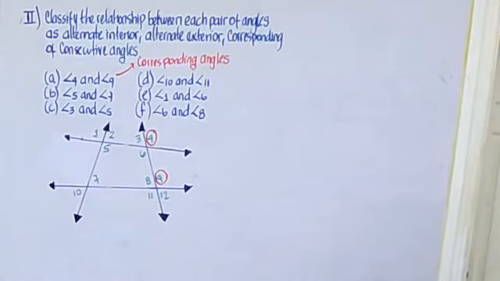The angle 5 and the angle 7. I'm going to mark them over here, 5 with 7. What kind of relationship are we going to have, 5 with 7? Will it be alternate interior, alternate exterior, corresponding angles, or consecutive angles?